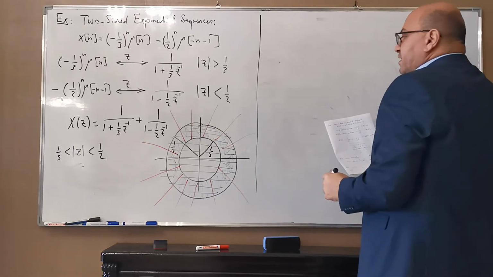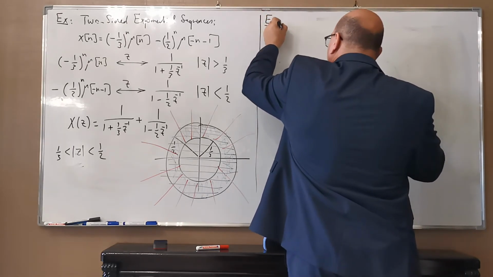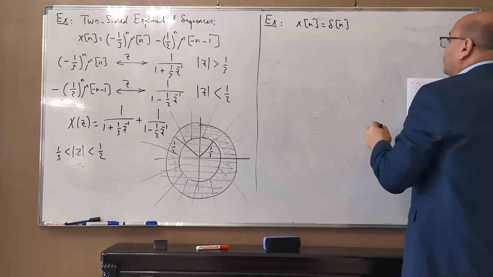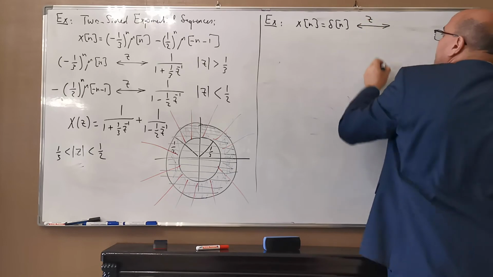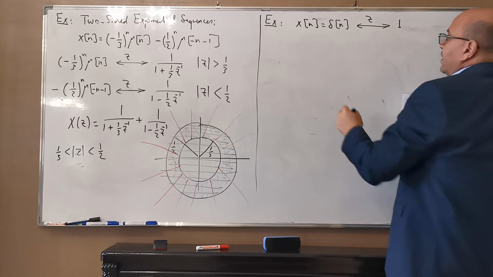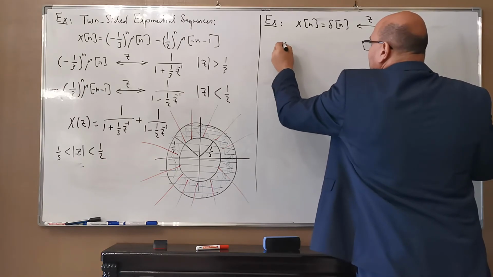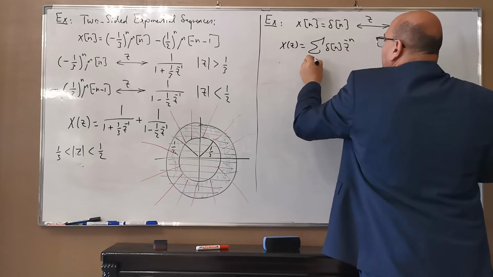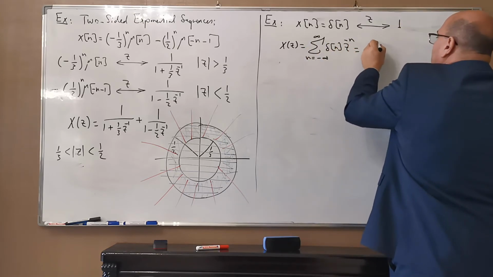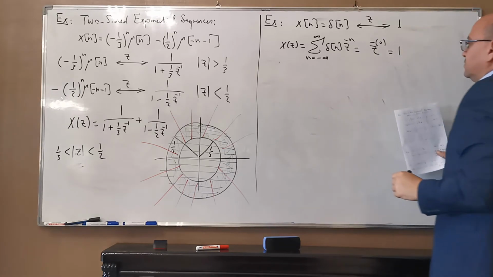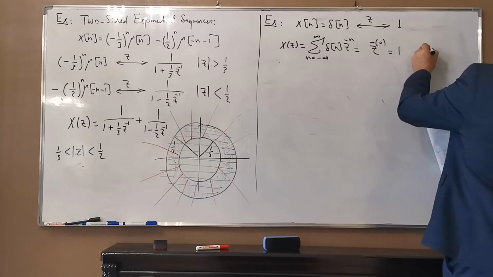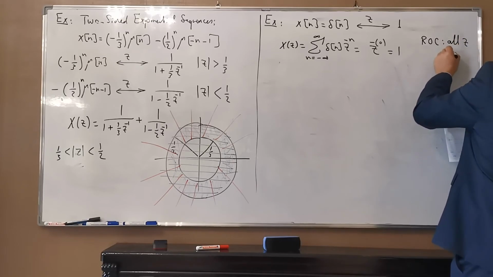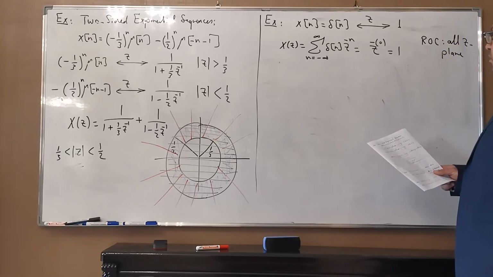Okay, let's continue with the Z transform. Now, let's take another example. If my X of N is equal to delta of N, then what will be my Z transform? The Z transform here is 1, because X of Z is equal to the summation of delta of N Z to the minus n from n equals minus infinity to infinity, and this is equal to Z to the power 0, which is 1. And the ROC here is the whole Z plane.